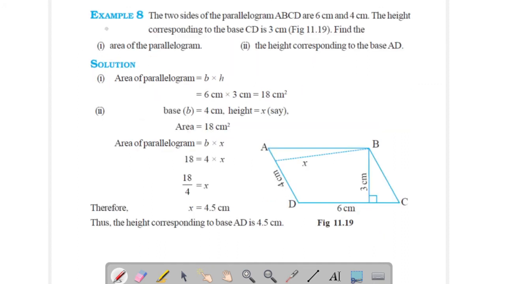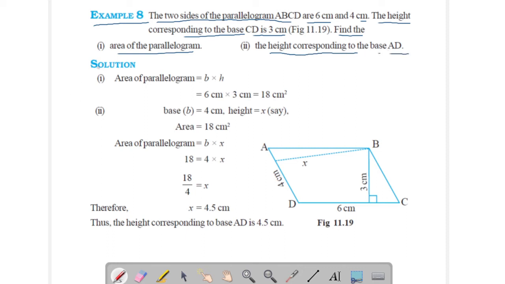Now come to example 8. The two sides of parallelogram ABCD are 6 centimeter and 4 centimeter. The height corresponding to the base CD is 3 centimeter. Find first the area of the parallelogram and second the height corresponding to the base AD.